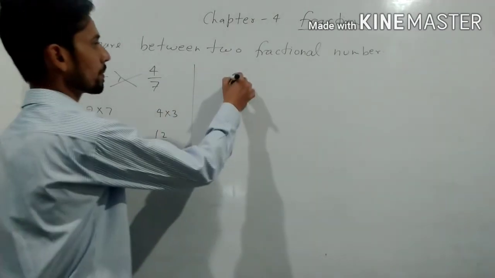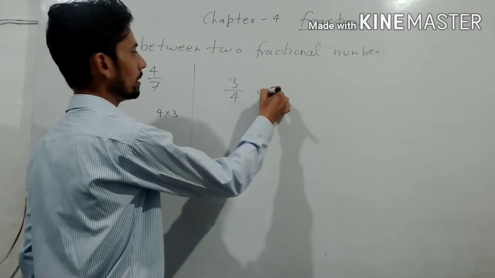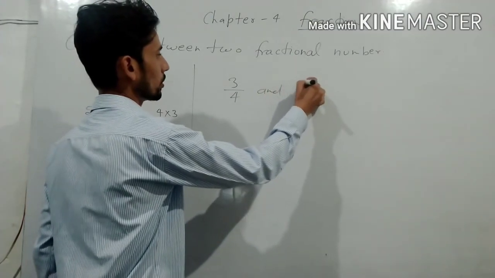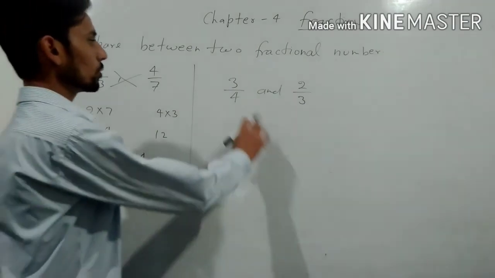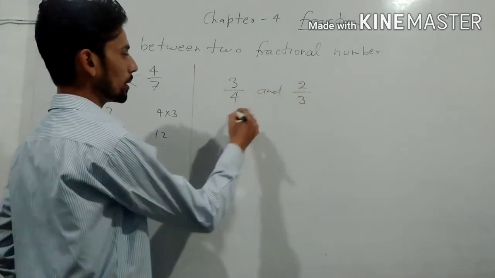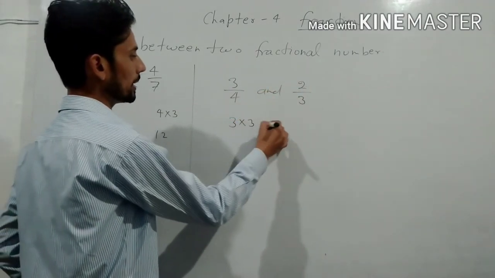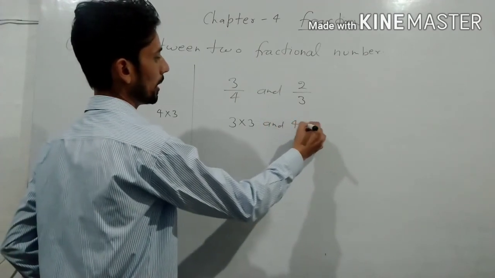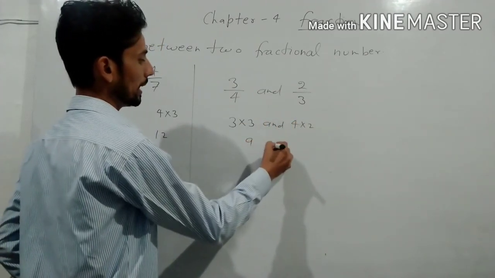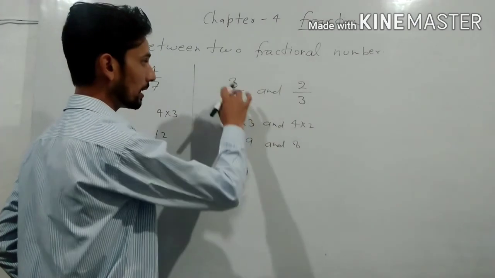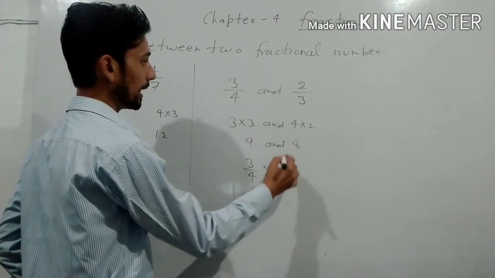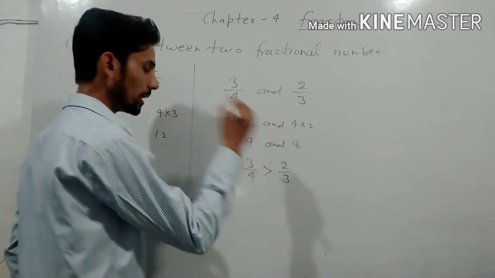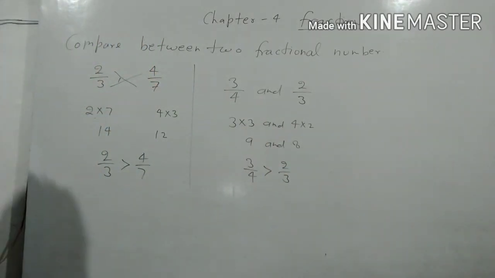Same as 3 upon 4 and 2 upon 3, which is greater. So for comparison, cross multiply. 3 multiply 3 and 4 multiply 2. 9 and 8. 9 is greater than 8. So 3 upon 4 is greater than 2 upon 3. So now you can compare like that.